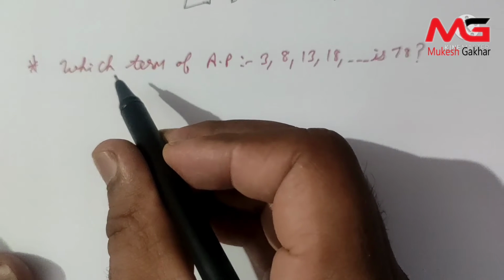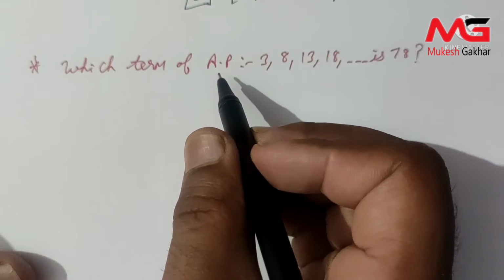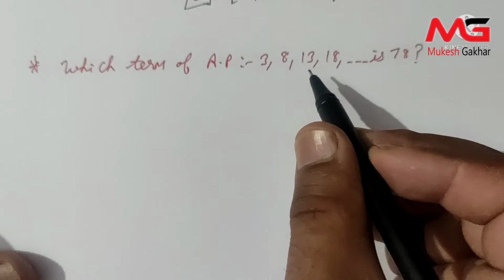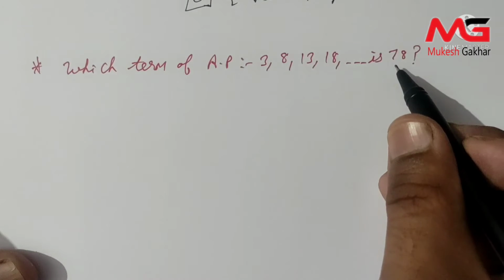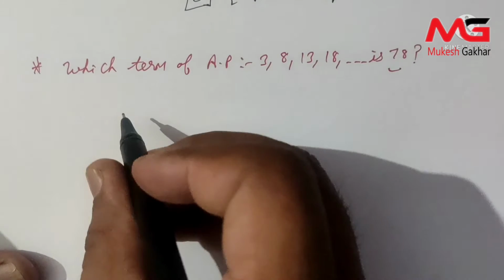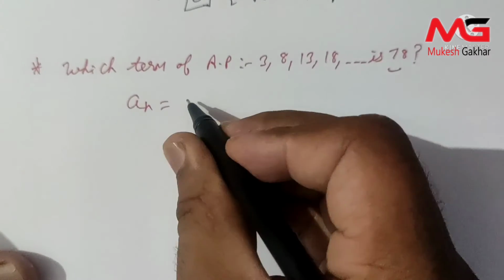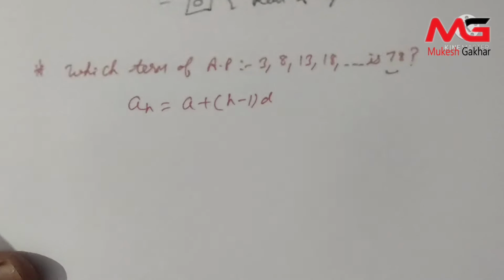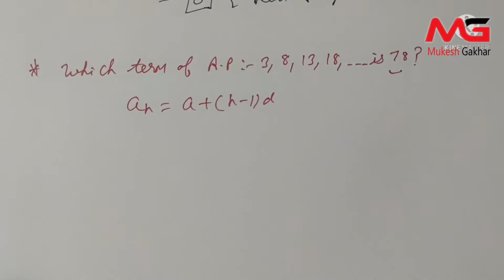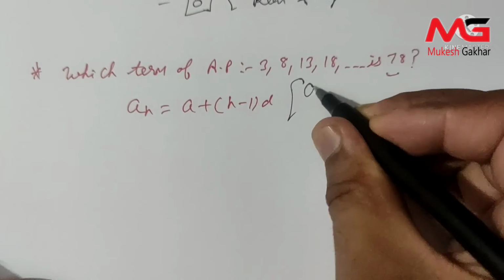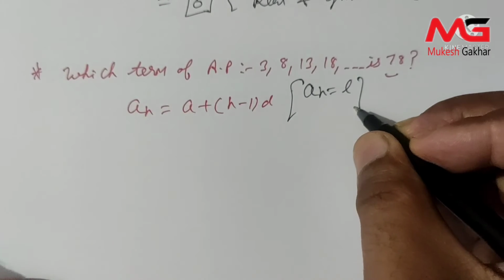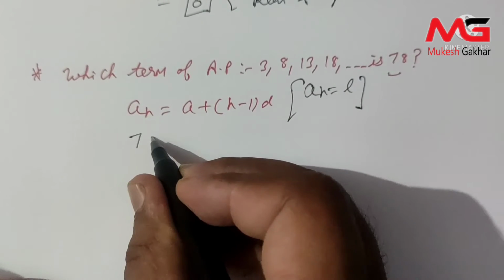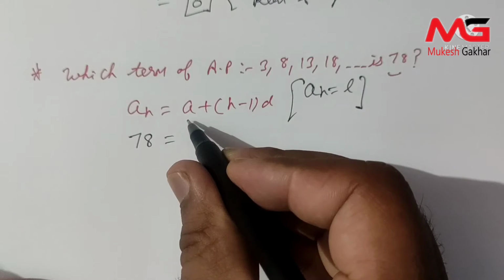Now the question is: which term of the AP? AP means arithmetic progression, where the difference remains the same. 3, 8, 13, 18, and the last term is 78. So the formula is An equal to A plus n minus 1 into D. Now An is L, you can say last term always. So what is the last term? The last term is 78. So the value of An is 78. And what is the value of A? A is always the first term.